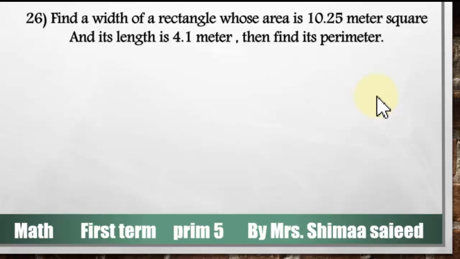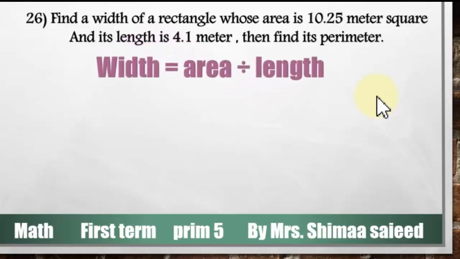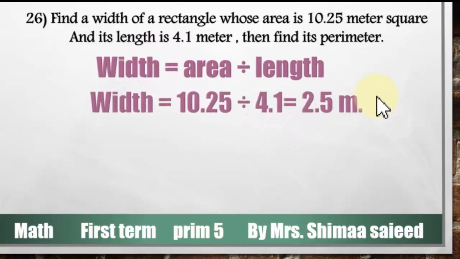Find the width of a rectangle whose area is 10.25 meters square and its length is 4.1 meter. Then find its perimeter. Okay, you know that area of rectangle equals length times width. So when I want to calculate width, width equals area divided by length. So width equals 10.25 divided by 4.1, which is 2.5 meter.